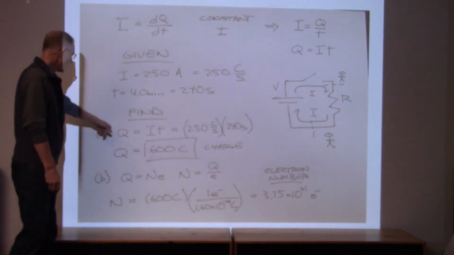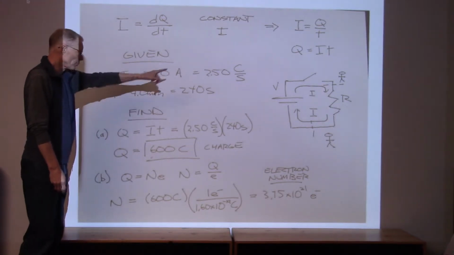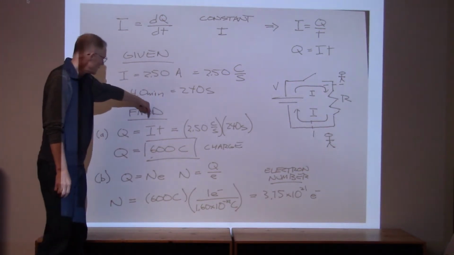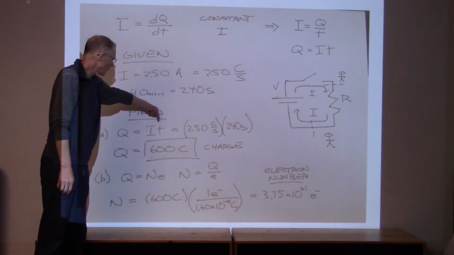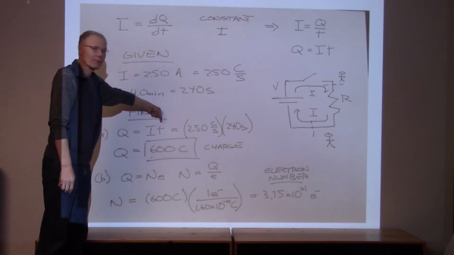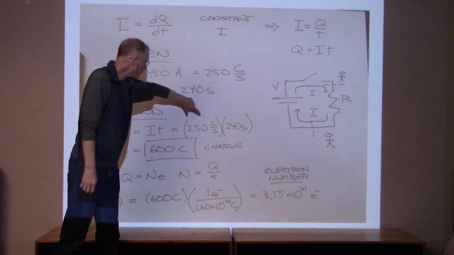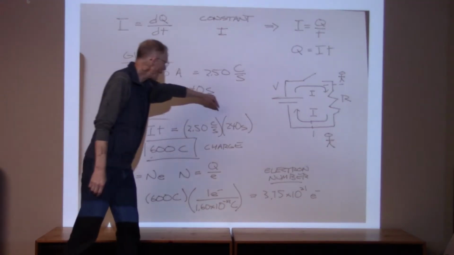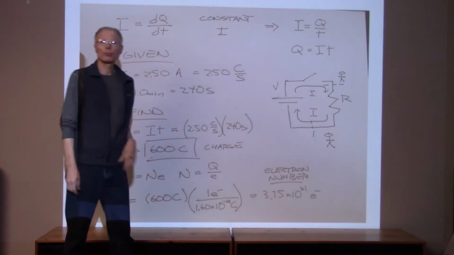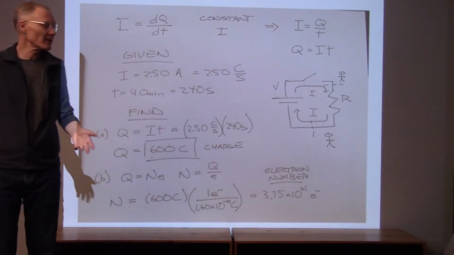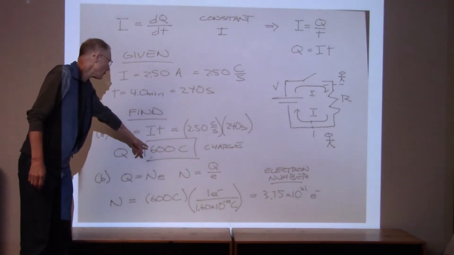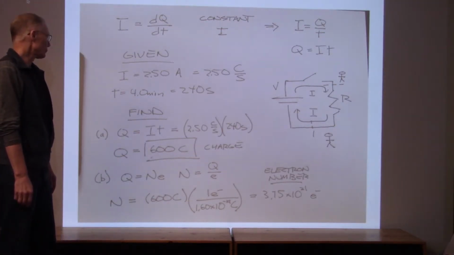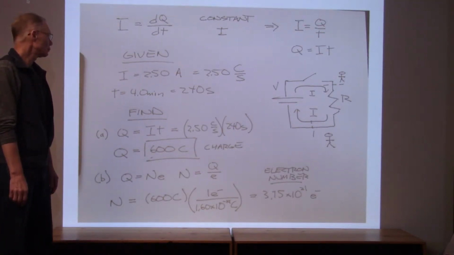And so to calculate that, we'll say the charge that goes by one of these observers equals the rate of charge going by times the amount of time that we sit there and wait. And charge is going by at 2.50 coulombs per second. And we waited 4 minutes. So 4 minutes is 240 seconds. And that says a total of 600 coulombs of charge went by.